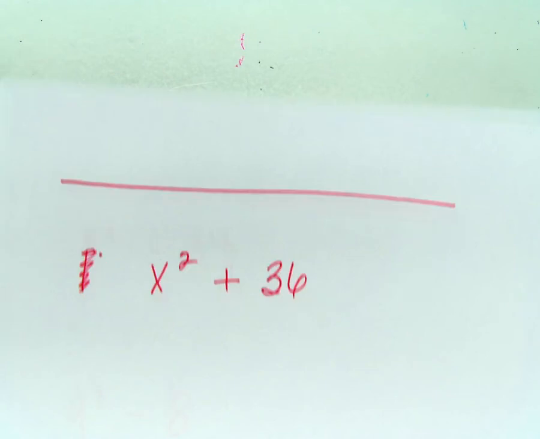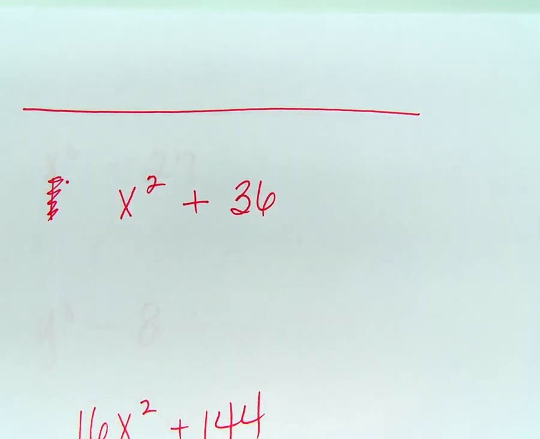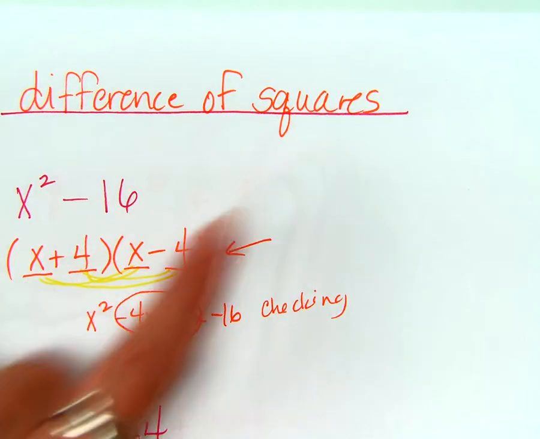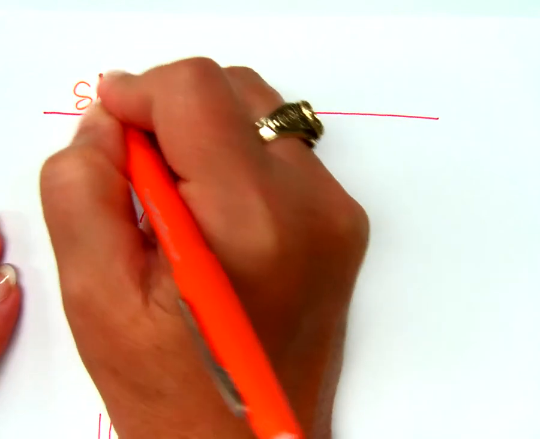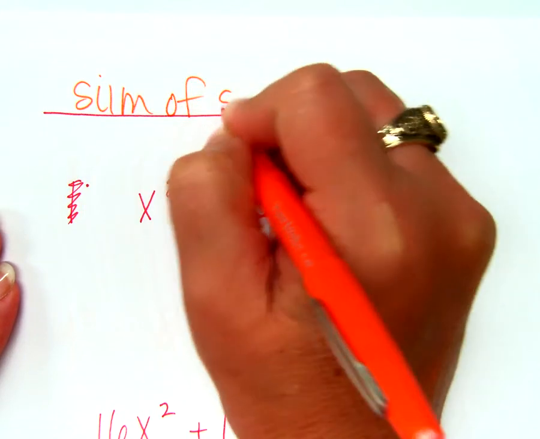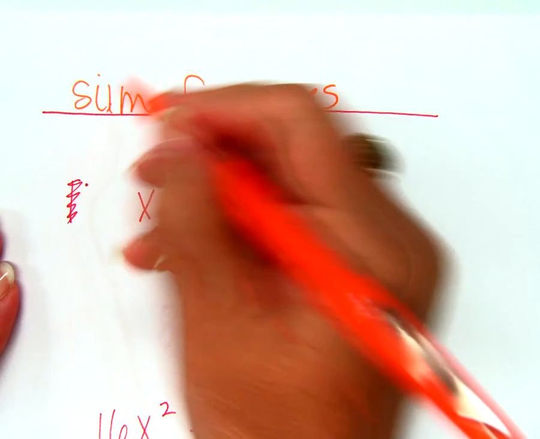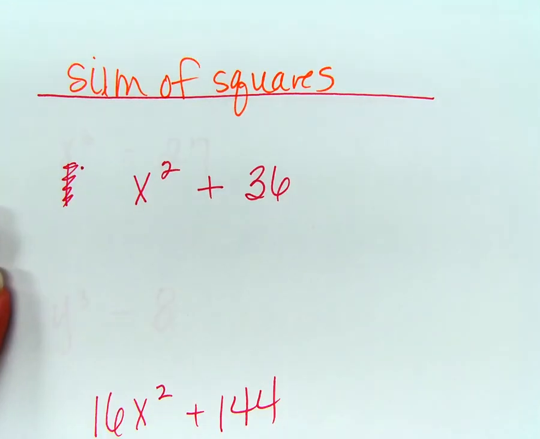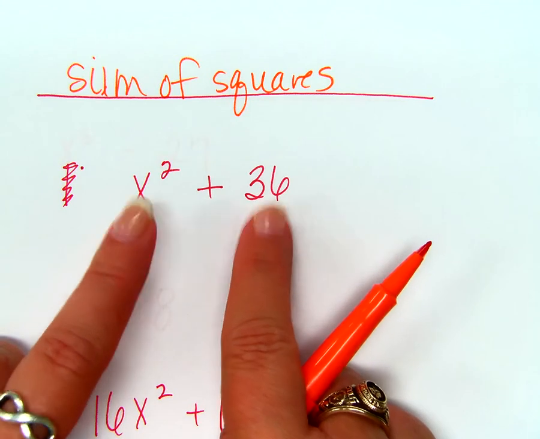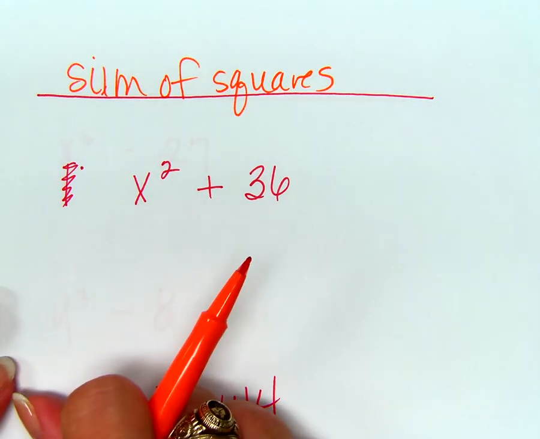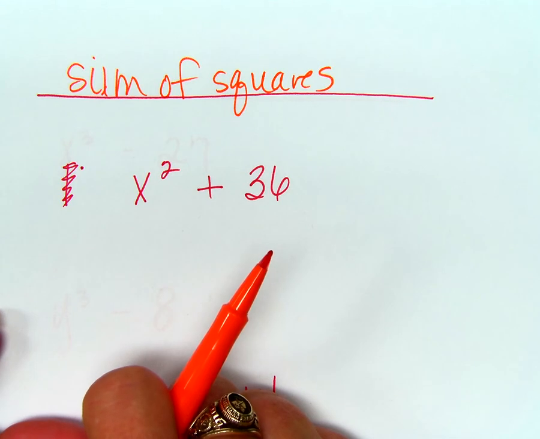This one's even easier. What is it? This one was called the difference of squares because I'm subtracting two numbers that are squares. This one is called the sum of squares. I'm not sure why I dotted my U. I didn't mean to. Sum of squares. I notice it's adding. I notice these are both squared. You ready? Okay, done. I said, done.